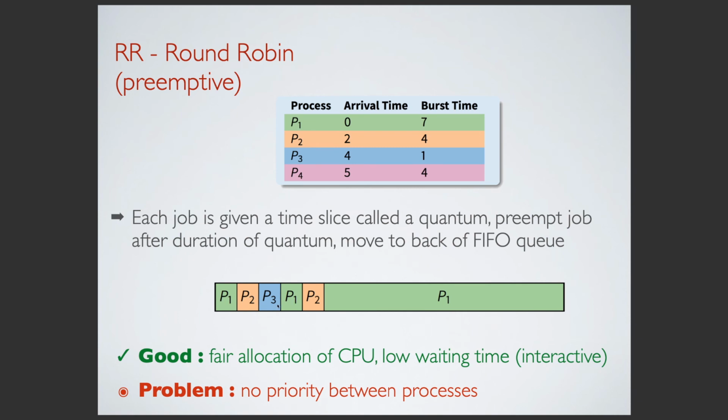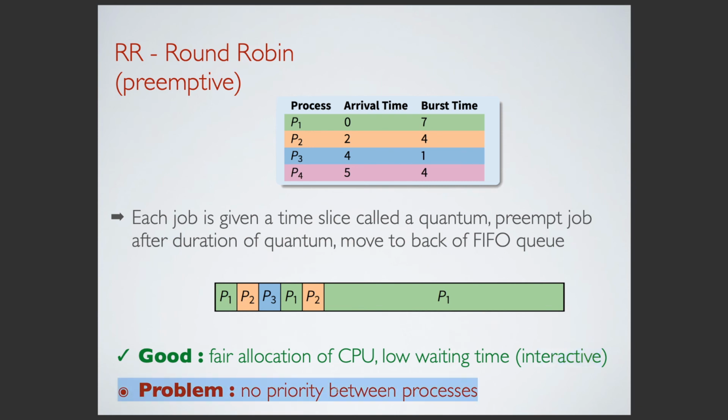So we have all the processes and so on. We're going to try to give a fair amount of time. And that's the kind of thing I was describing. This is actually good because you have fair allocation of the CPU. Also, it has very low waiting time. As soon as the process starts, it's not going to take a lot of time before it actually gets some kind of CPU. So it's very good for interactivity.